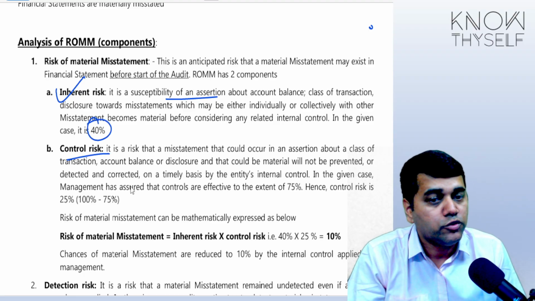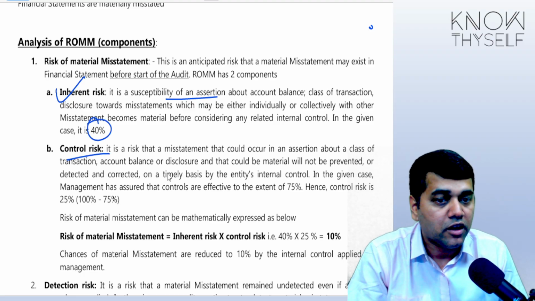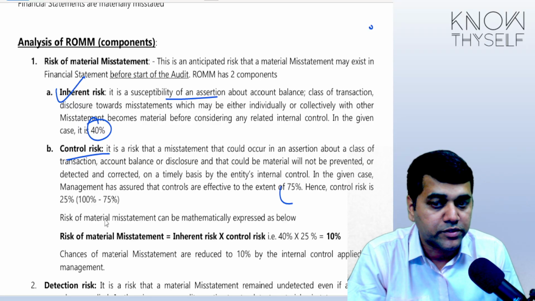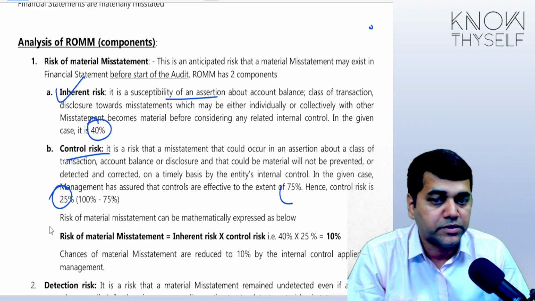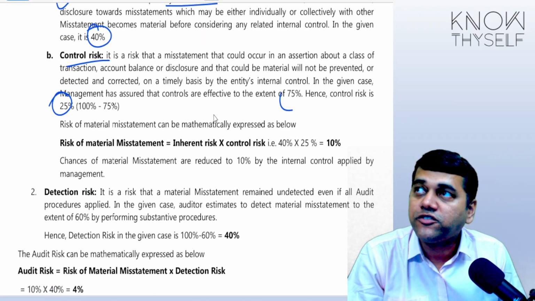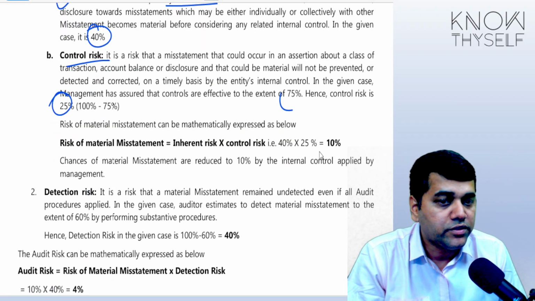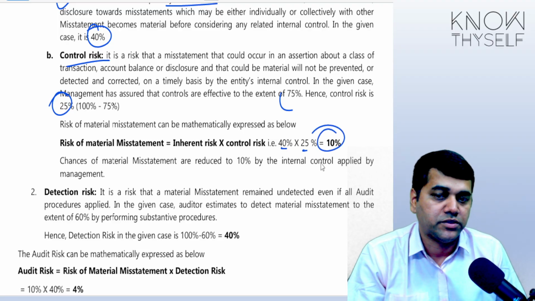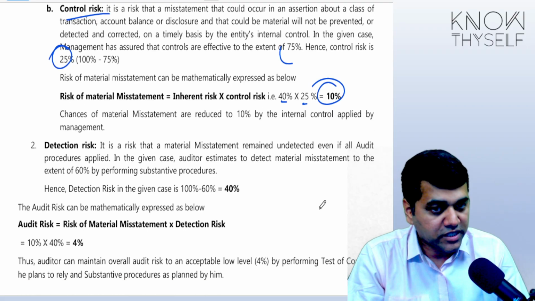What is control risk? You explain that control is not able to detect. How much extent control you have put? 75%. So what is your control risk? 25%. Now, what is the amount of the risk of misstatement, inherent into CR? 40% into 25%, 10%. Now, what is the detection risk?